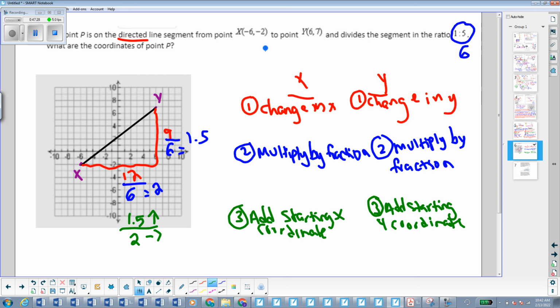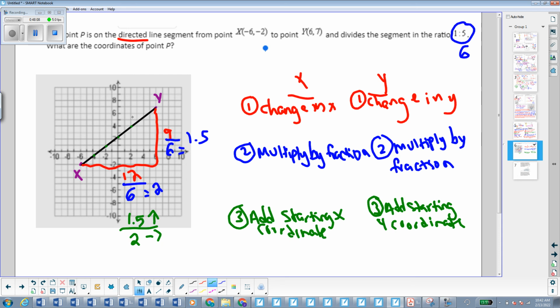So starting at point X, I'm going to go up 1.5 spaces and over 1, 2 spaces, and I'm going to mark that. Then I'm going to go up 1.5 spaces and to the right 2 spaces, and I'm going to mark that point. I'm going to do that again, and mark that point. Then again, and mark that point. I'm going to keep going because I'm not at point Y yet, the other endpoint.